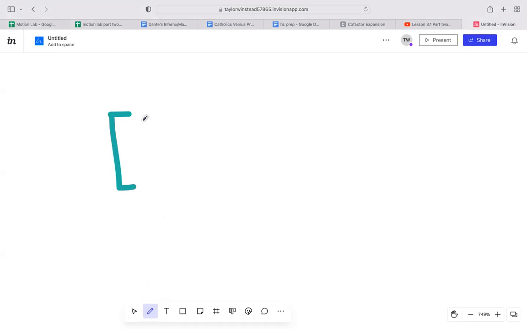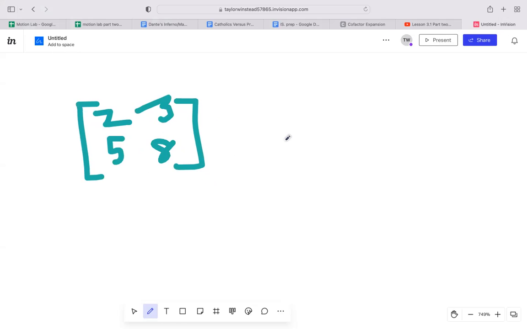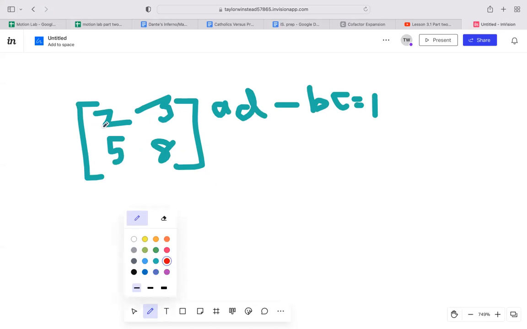So for example, if we're given a matrix 2, 3, 5, 8, and then we want to find the inverse of that. First, we have to figure out if it's invertible. It's a 2 by 2, which means that we can use this idea of AD minus BC, the determinant. And when we do that, we get the determinant is 1, because that would be equal to 2 times 8 minus 3 times 5.